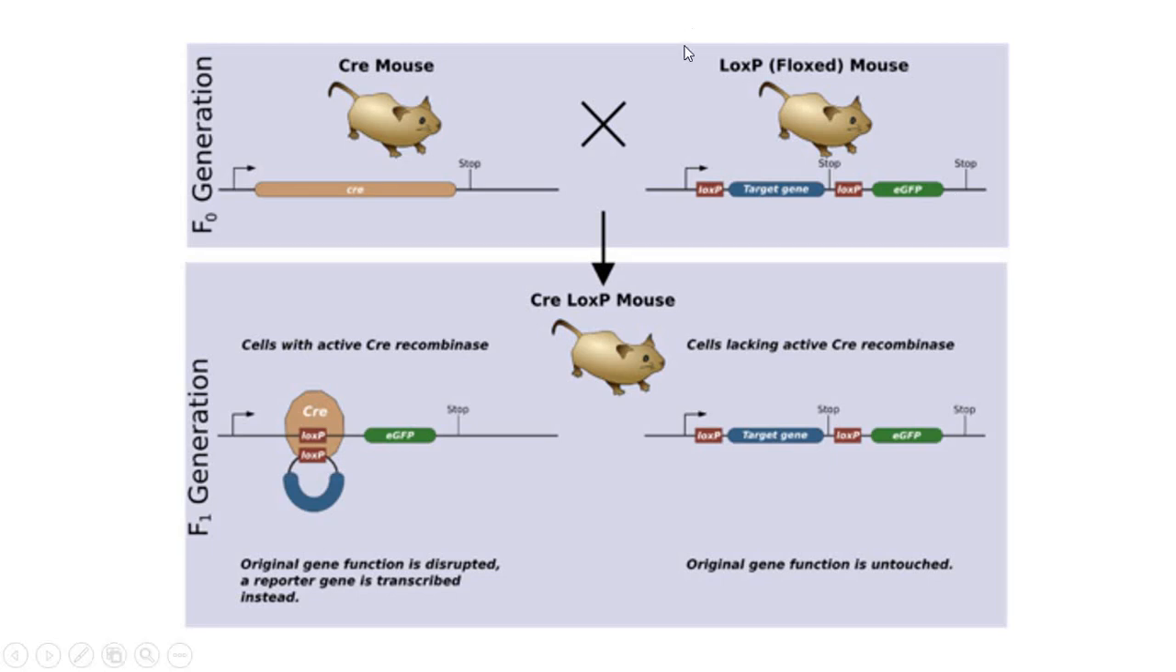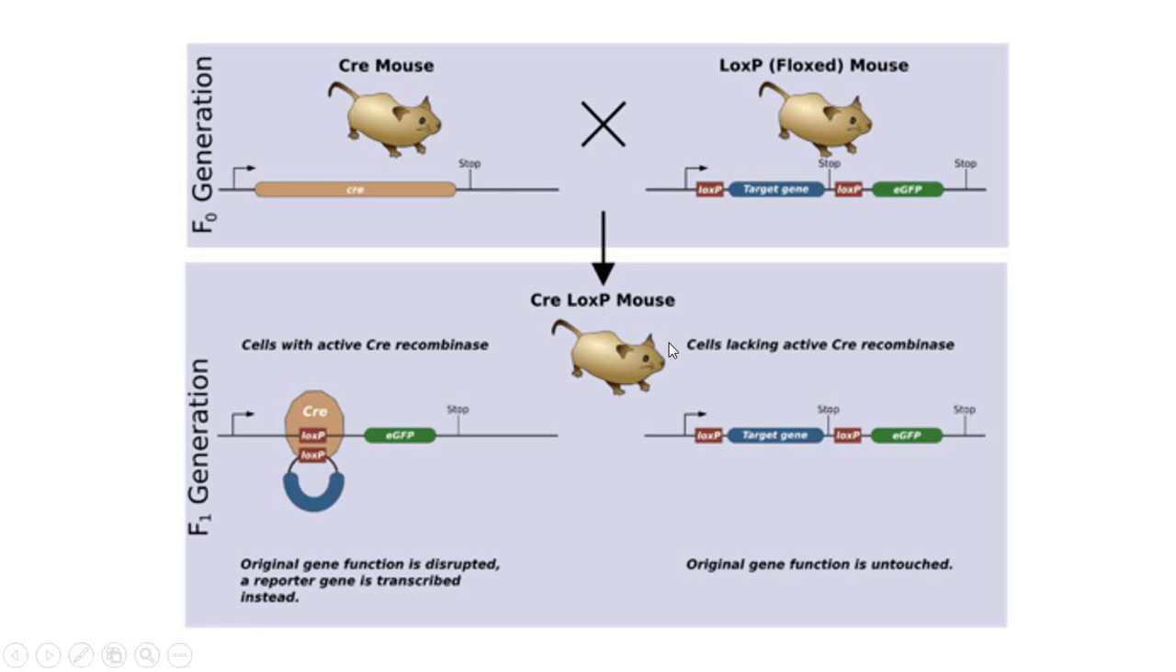Now let's see. By itself this mouse is just a normal mouse, because they don't have the complete system. This mouse has the capability to make the Cre recombinase enzyme, which can bind to LOXP sites, but there is no gene that makes the enzyme itself. But if you cross these 2 mice, there will be progeny. Some of the litter will have both Cre and LOX. Some will not. Some will be either just Cre or just LOX, but some will have both.